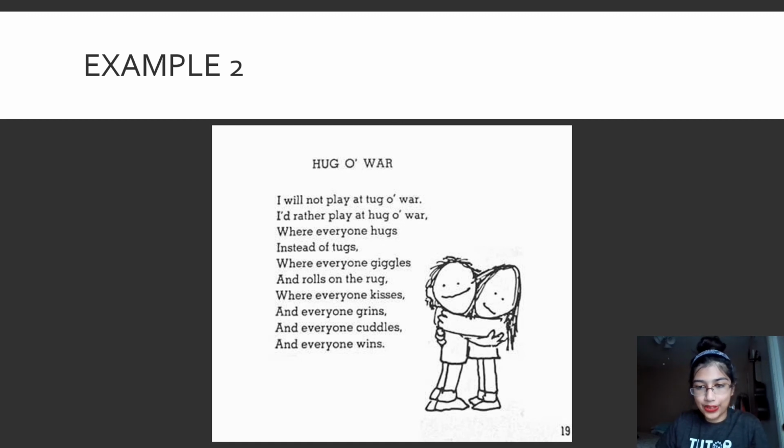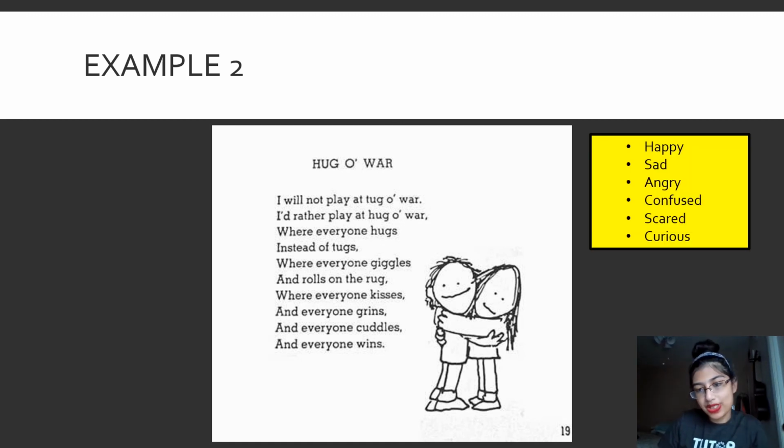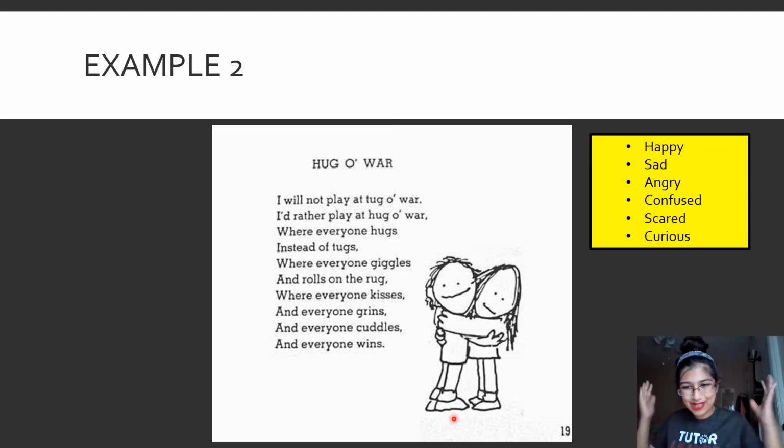Alright, I'm going to go ahead and put the list of emotions up there, and we're going to look at the picture first. Let's look at what the picture shows. It shows us two people hugging, and that makes me feel happy. This is how I feel when I look at the picture. Let's go ahead and read the poem to see what the author wanted us to feel.